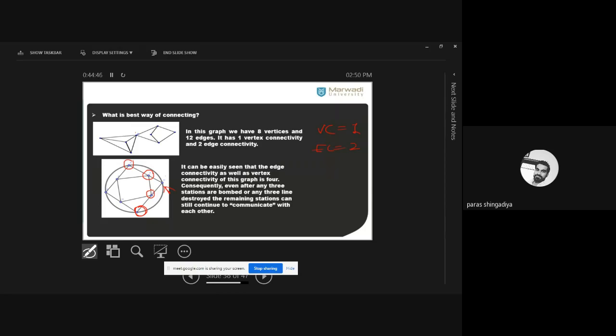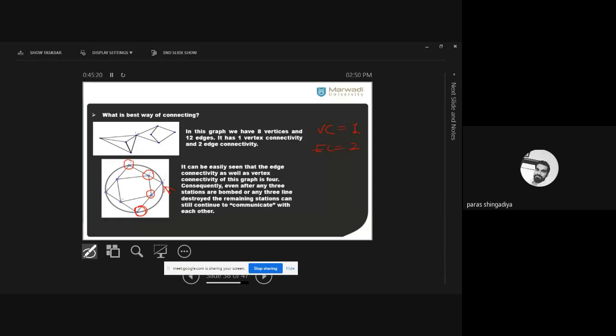The second graph has both connectivities of 4, and even after any 3 stations are bombed or destroyed, the rest of the part is still connected. Now apply this situation to the first graph. In the first graph, you have to destroy only a single vertex and we can make the graph into 2 partitions. You only have to destroy one place, and this side part, these 4 vertices, is disconnected from these 3 vertices.